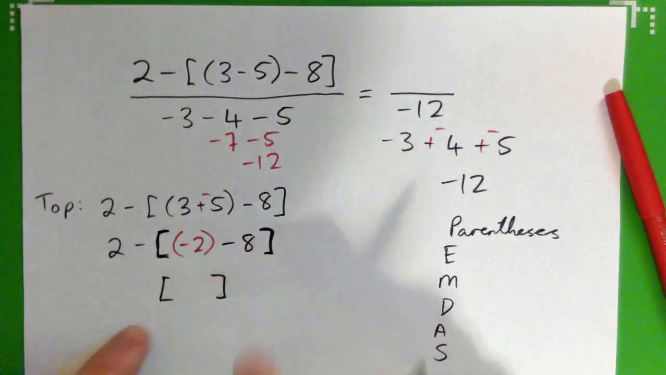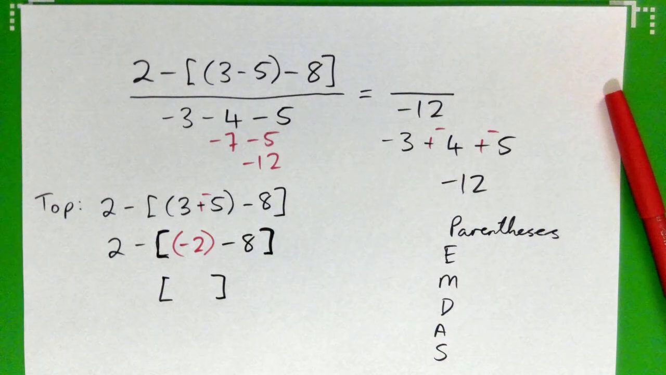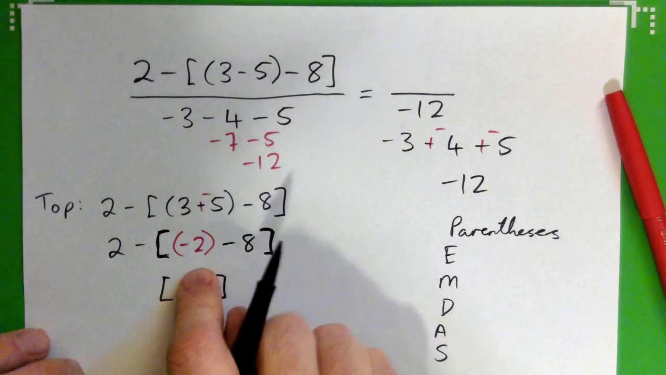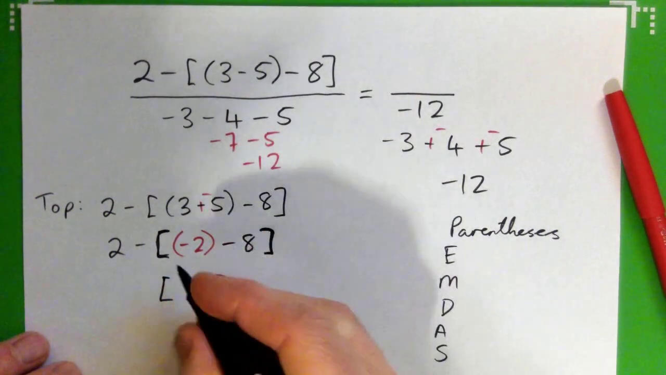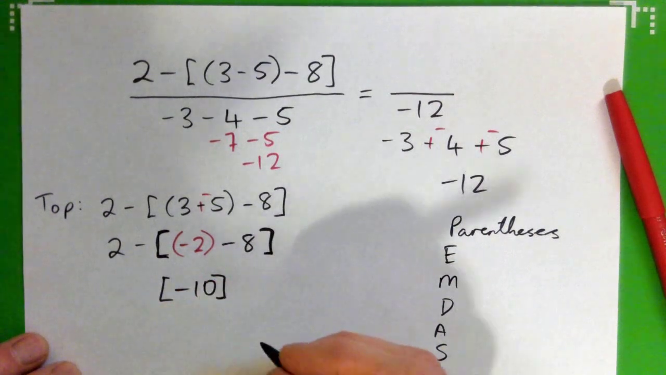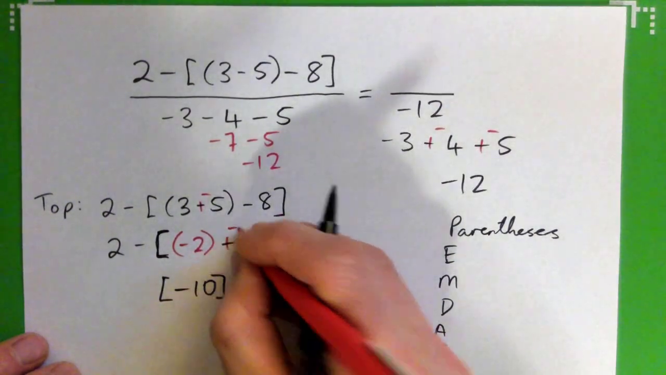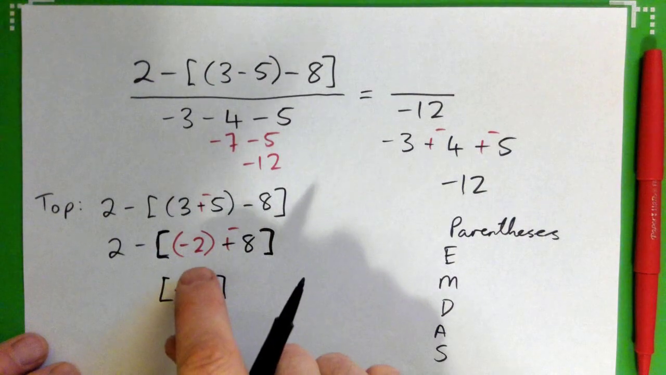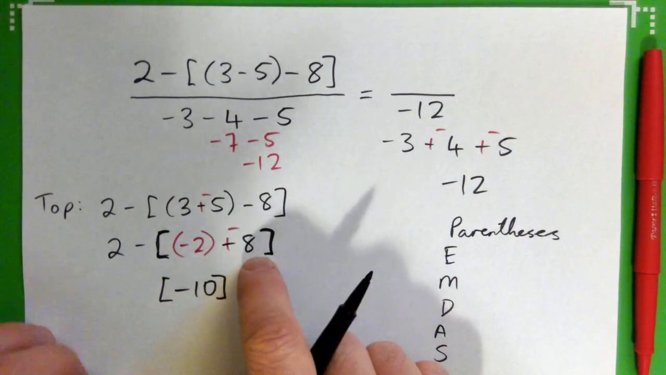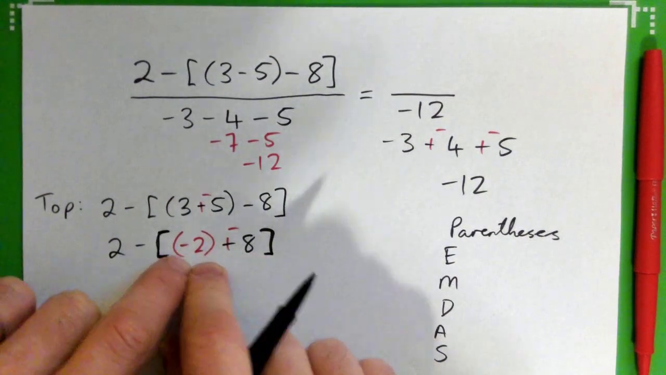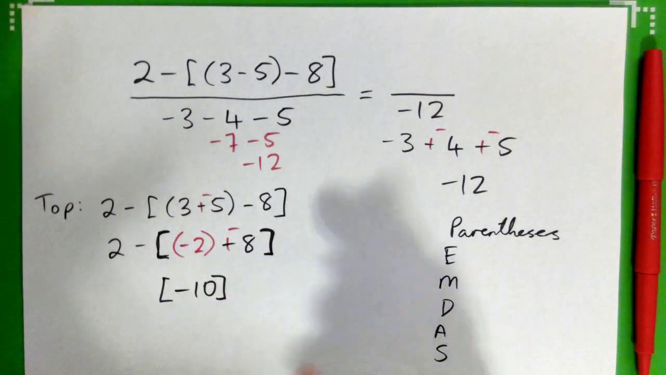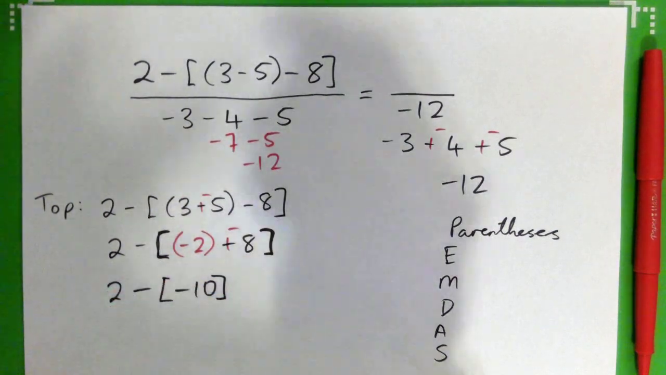What is negative 2 minus 8? Good job. I'm in debt $2. I spend 8. Now I'm in debt by 10. Or you can change the subtraction to plus negative, and 2 negatives plus 8 negatives makes 10 negatives. 2 bad guys and 8 bad guys, 10 bad guys, right? So now we have 2 minus negative 10.